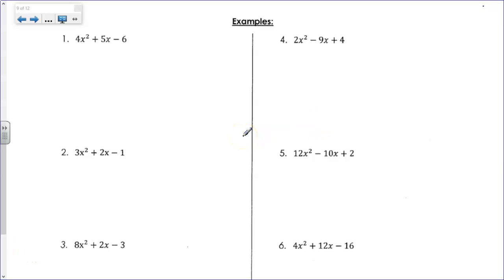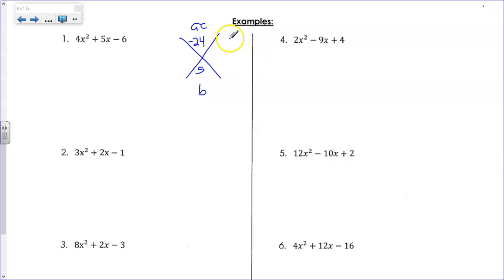Right, today we are going to factor quadratics when the a is not 1. Okay, this is a trinomial. So with a trinomial, we're going to do our a times c, and then it should multiply to get that, and then add to get this. Okay, so 4 times 6 is negative 24, and then it needs to add to give me 5.